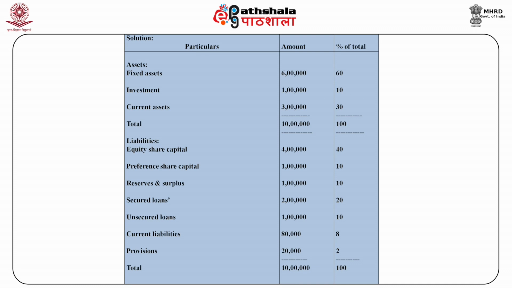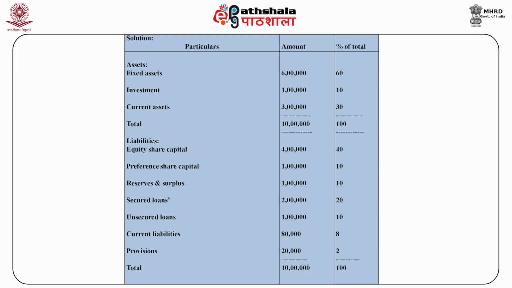Now we make vertical analysis. That is, we start with assets. We have fixed assets of 6 lakh, that is 60% of the total. We have investments of 1 lakh, that is 10% of the total. We have current assets of 3 lakh, that is 30% of the total. And we have 10 lakh of assets.